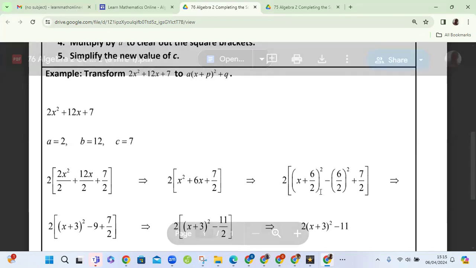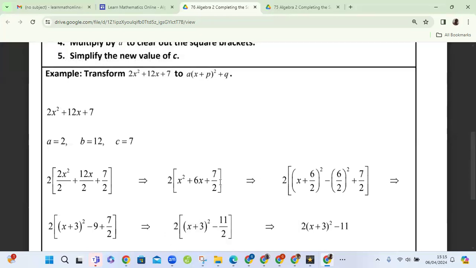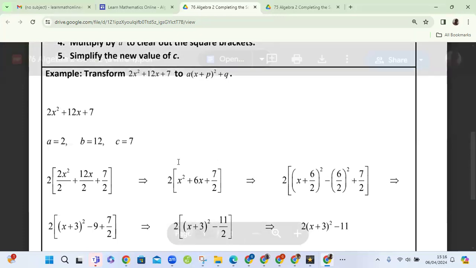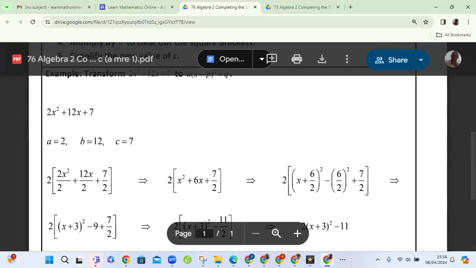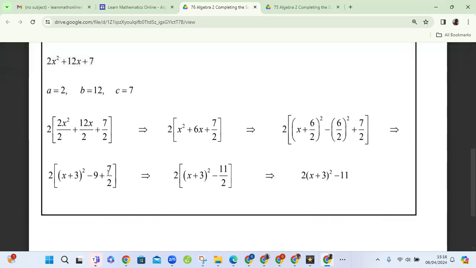p will be b over 2, p is going to be 3, and q now will be negative 3 squared plus c, that new c there, 7 over 2. Okay, and then you have x plus 3 all squared minus 9 plus 7 over 2, because 6 over 2 is 3, 3 squared is 9, minus 9 plus 7 over 2, which is minus 11 over 2.